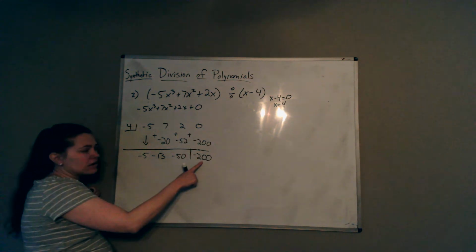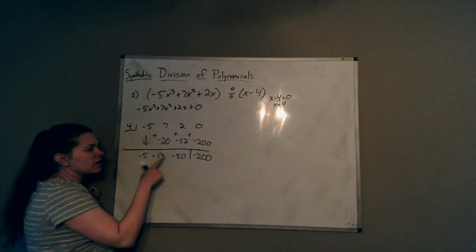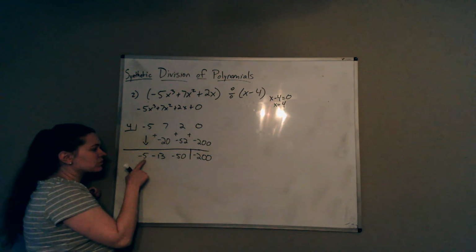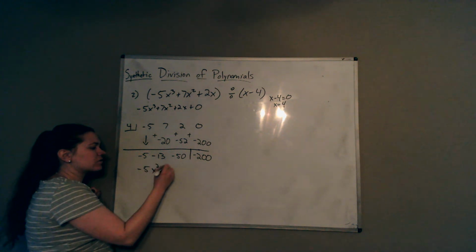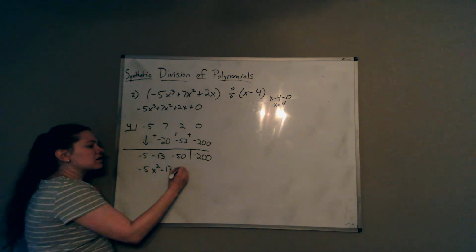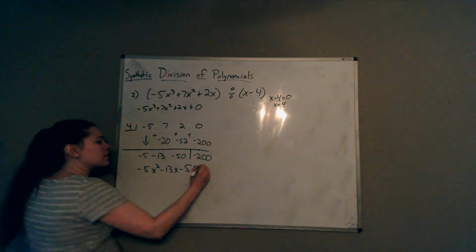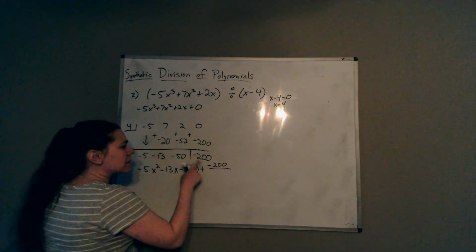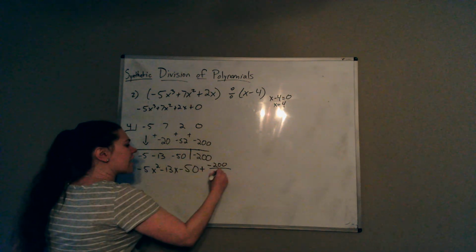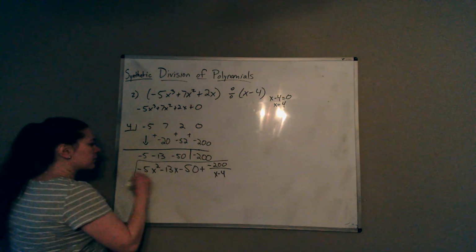This would be the remainder, this would be the constant, this would be x, this would be x squared. So our quotient is negative 5x squared minus 13x minus 50 plus negative 200 over, that's the remainder, you put it over the divisor, x minus 4.